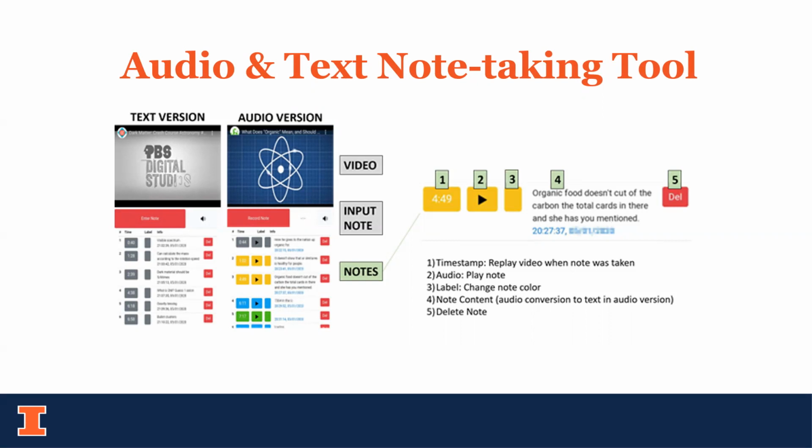Then there's a button to play audio notes. There's a label to change the color of the note, and there's a label to show note content. For the audio version, audio converted to text is shown here. There's also a delete note button.